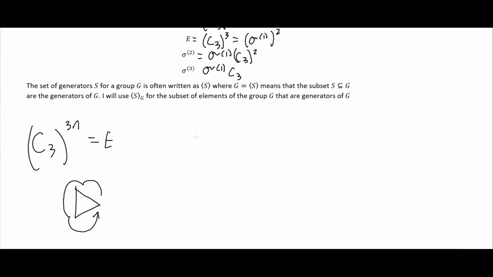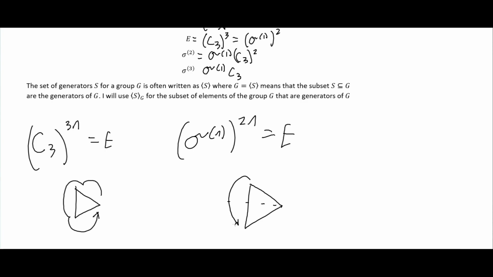And then same for the sigma. So any of these sigmas, so I'll put an n there. If you do it to the 2n power, you will always get back to E, which makes sense because if you have your triangle here, no matter which one of these axes you choose, if you reflect it once and then reflect it back, you just get right back to where you started.